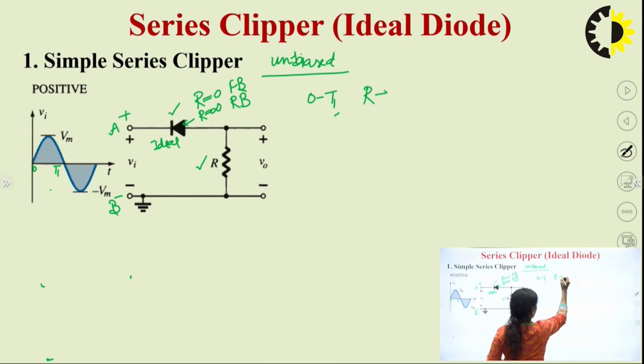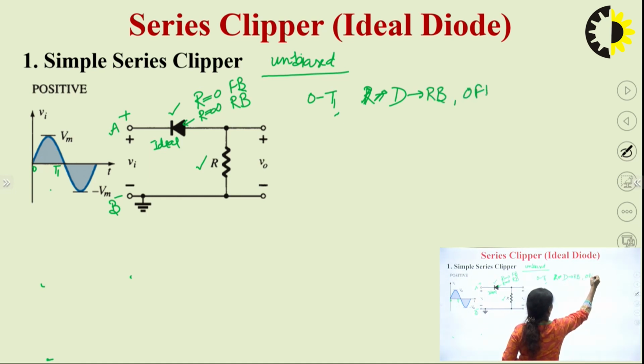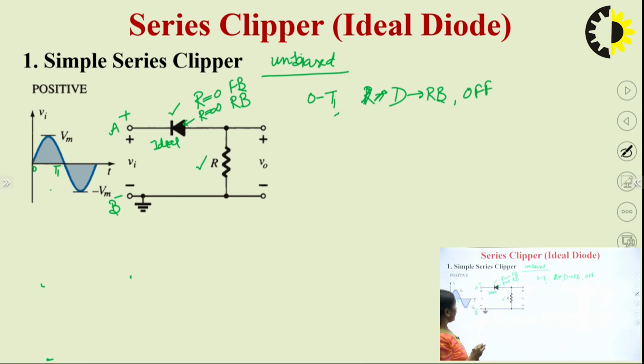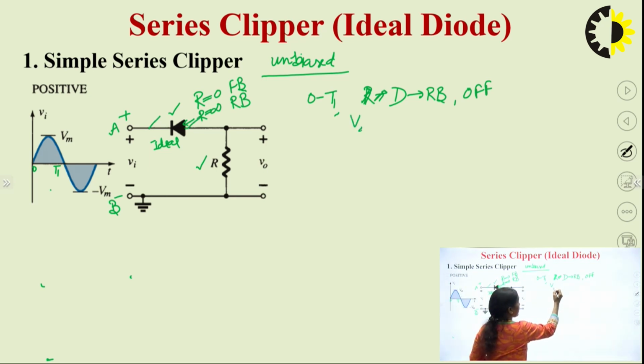So, the diode is reverse biased and it will be off. Off means open circuit. So, if it is open circuit, then output will be equal to 0. So, V naught will be equal to 0.